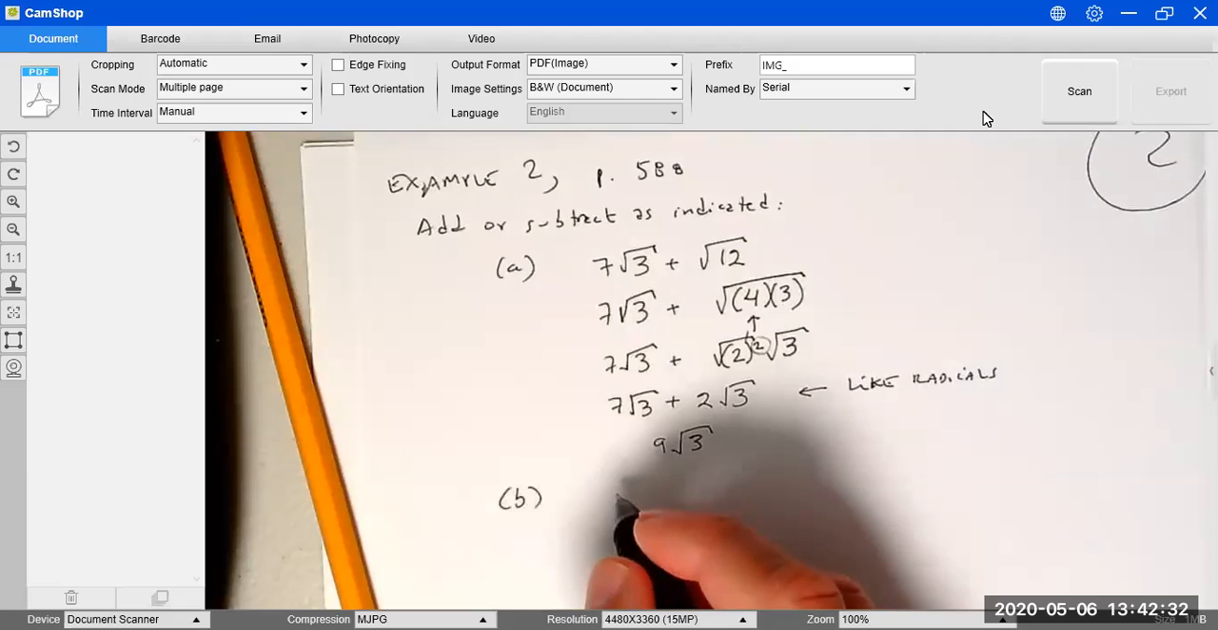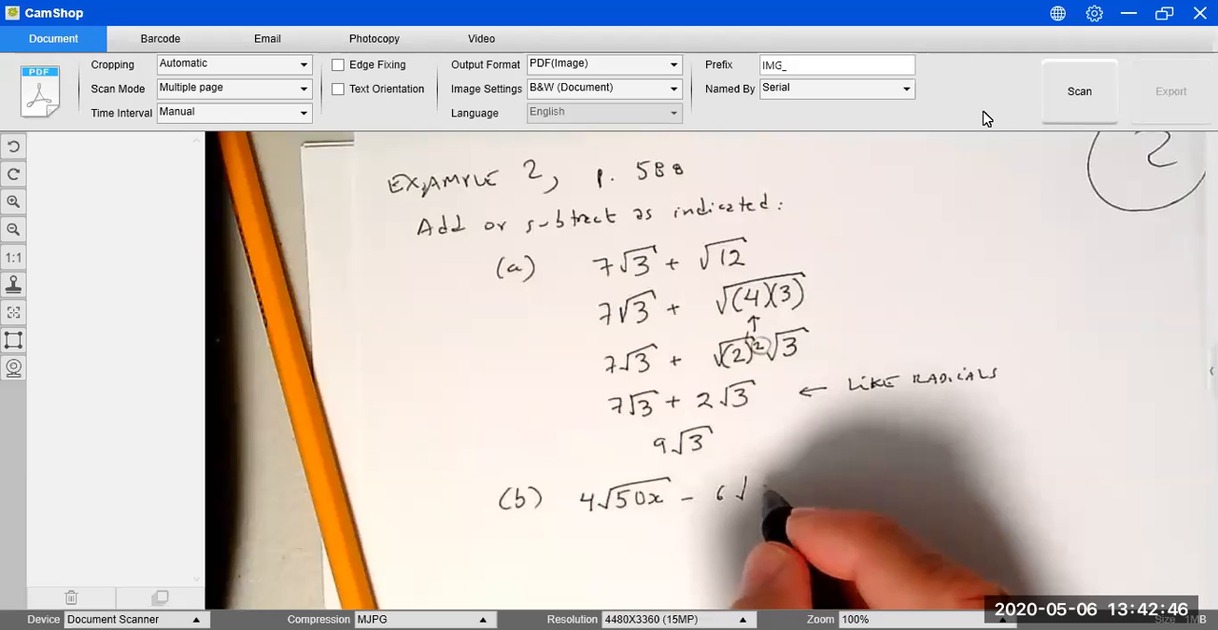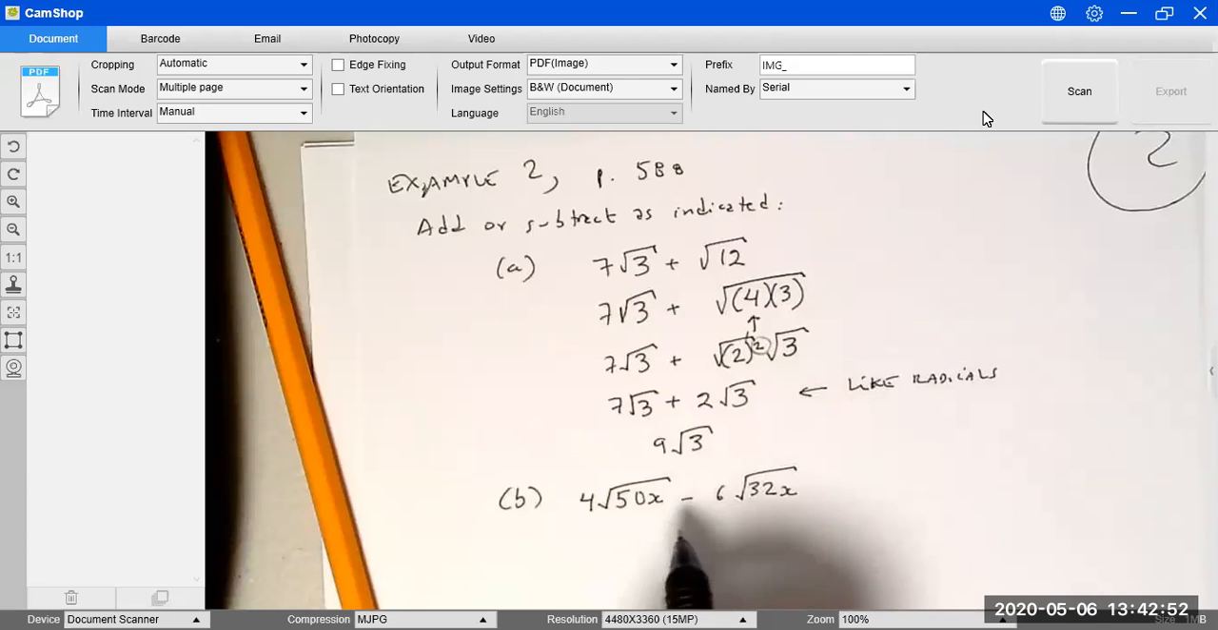So I have 4 times the square root of 50x minus 6 times the square root of 32x. So I have coefficients, for example negative 6, but I cannot do the subtraction yet because this radicand is not the same as this radicand. So I need to work on these radicals. Maybe I need to work on both. So I need to look for perfect squares.